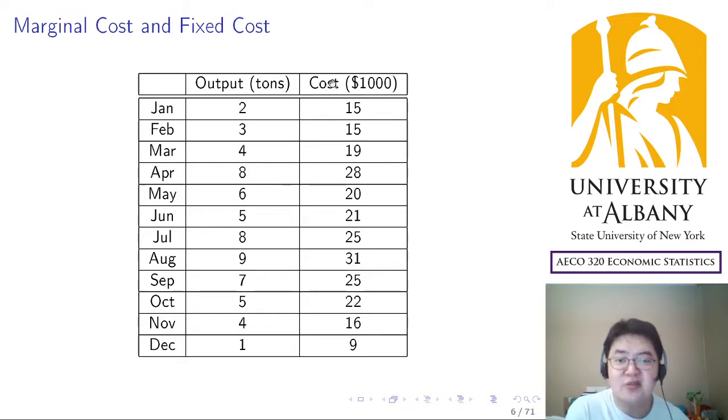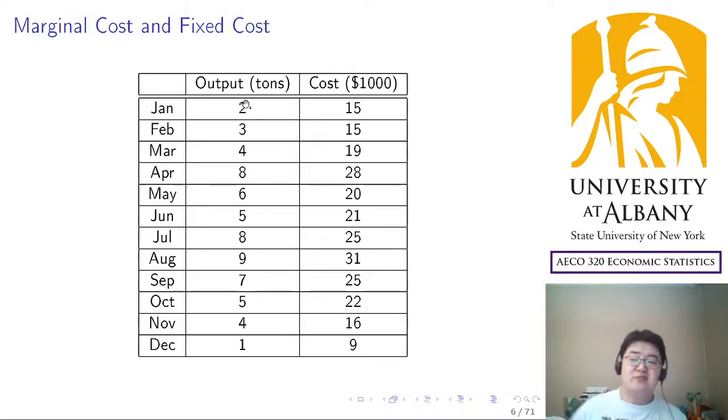The unit is just a random unit I choose, and I observe 12 months of the operation of the farm or the factory or the food truck, whatever, and I observe the output in each month and cost in each month. So for example, in January, I produced 2 tons of hot dogs, and it costs $15,000. And in February, I produced 3 tons of hot dogs, and the cost was also $15,000.